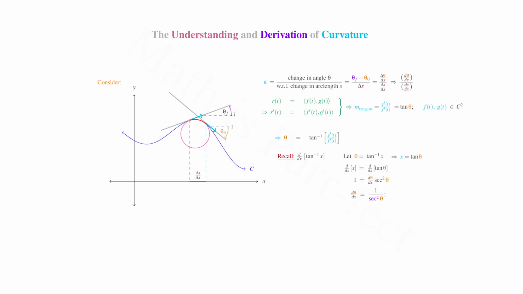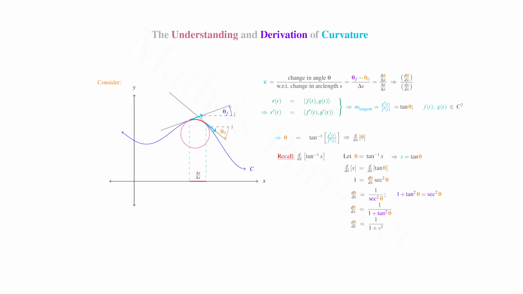Isolating d theta dx, which, given that we've identified arctangent of x as theta, is what we're actually trying to find, we arrive at the quotient of 1 and secant squared theta. We recall from our Pythagorean identities that 1 plus tangent squared theta is equivalent to secant squared theta, and substitute the former for the latter. Given that tangent of theta is equivalent to x, we now have the identity for the derivative of arctangent, namely 1 over the sum of 1 and x squared.